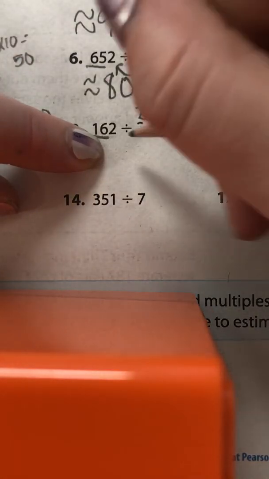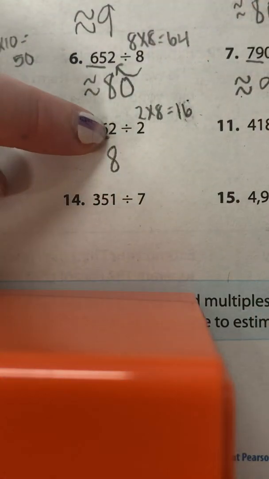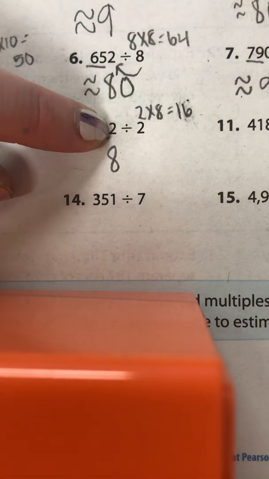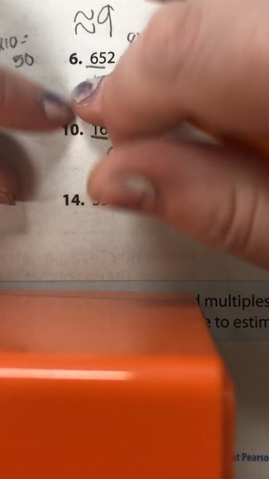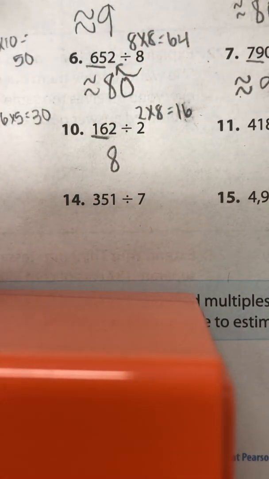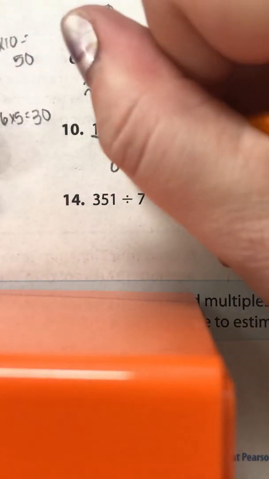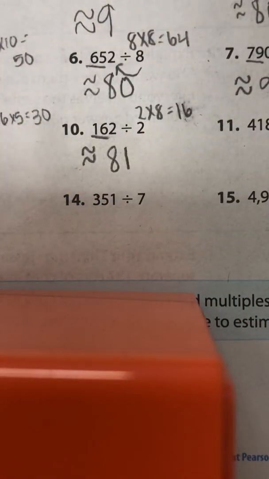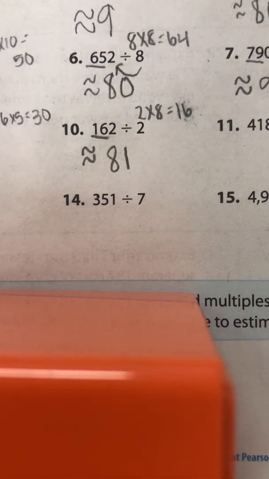So 16 divided by 2 is 8, and now I have 2 divided by 2. If I have two things and break them up into two groups, there would be 1 in each group. So that is 81. I'm going to give you a visual for that last part.